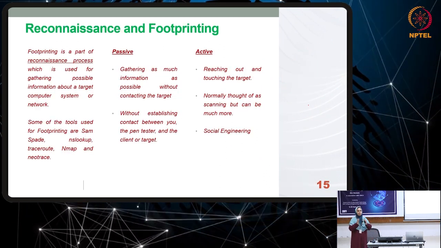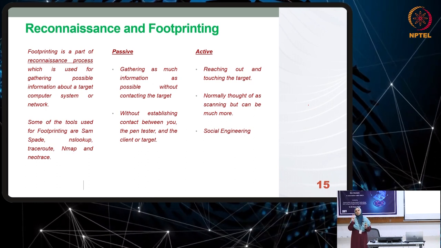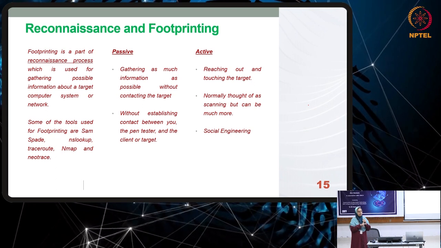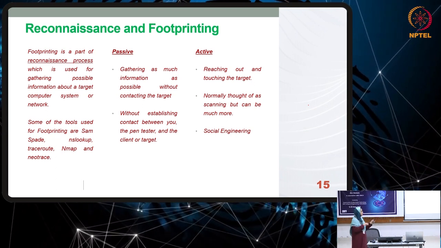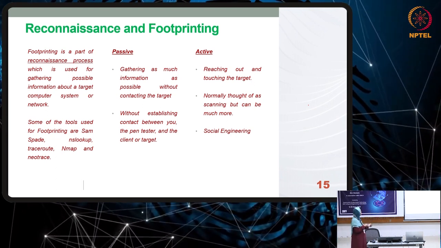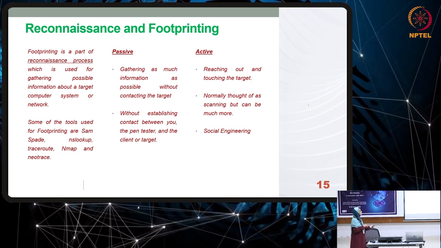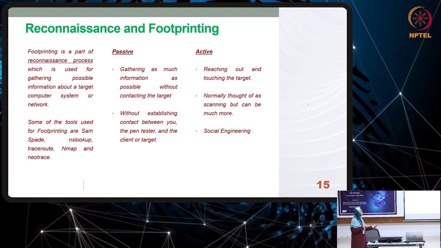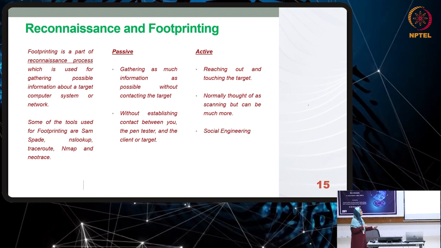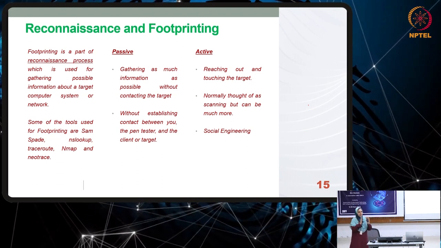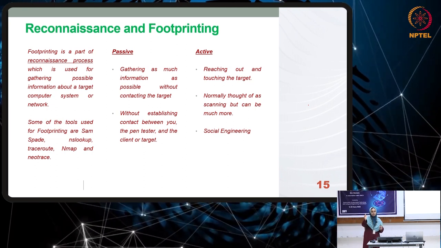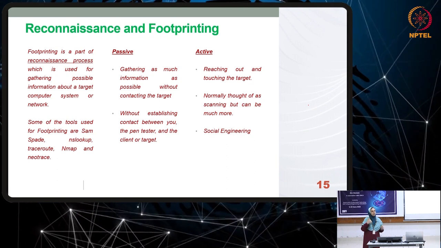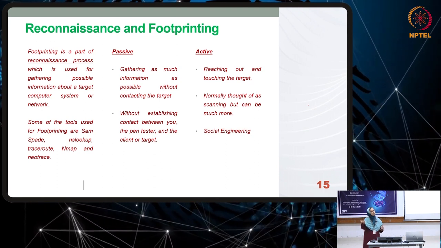Today we will focus on the first 2 phases, reconnaissance and footprinting, and scanning. That is the main focus of today's session. Reconnaissance and footprinting is mainly used to gather information about a target. There are 2 types of footprinting. One we call passive, another is called active. Passive means I collect some information about you without your knowledge.